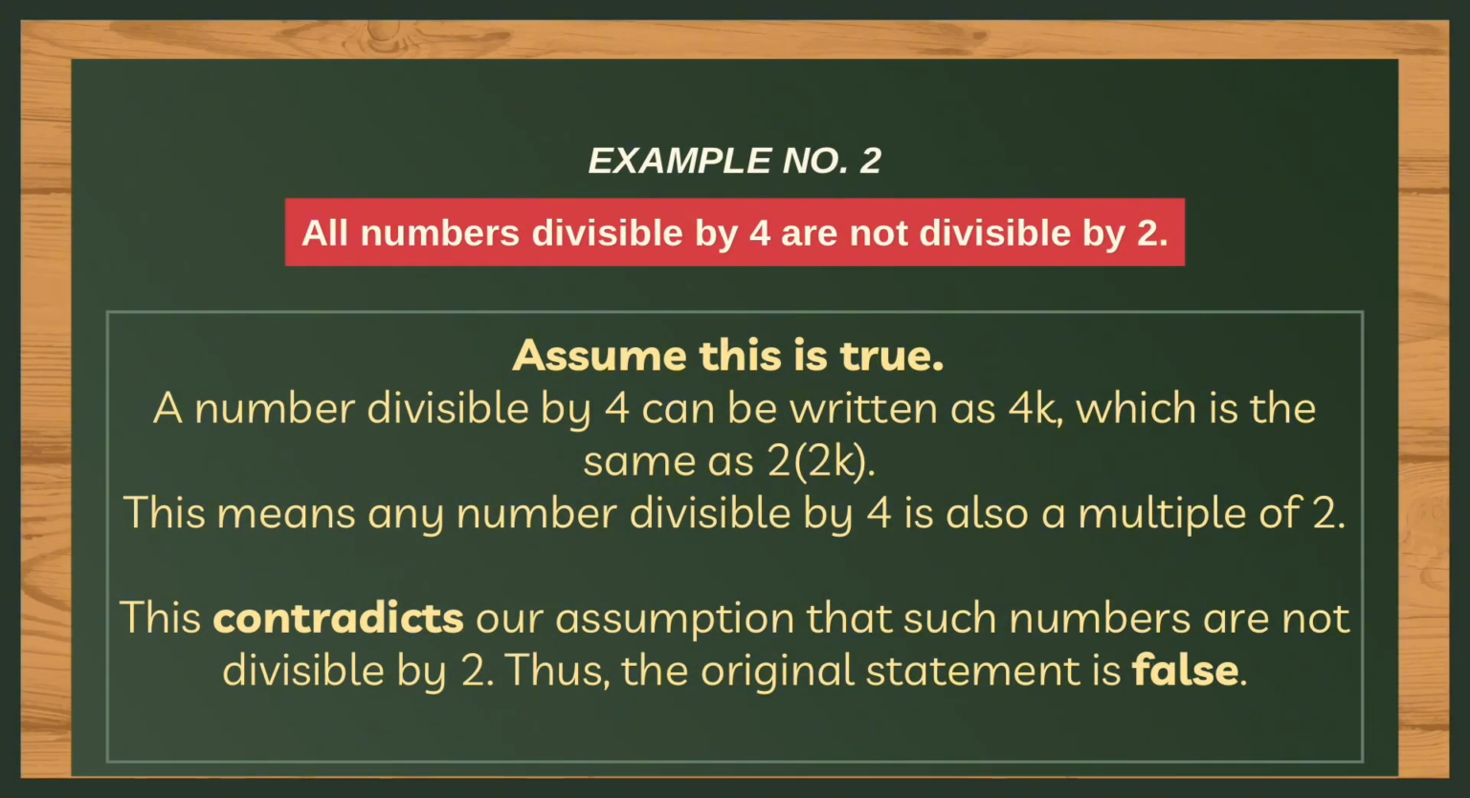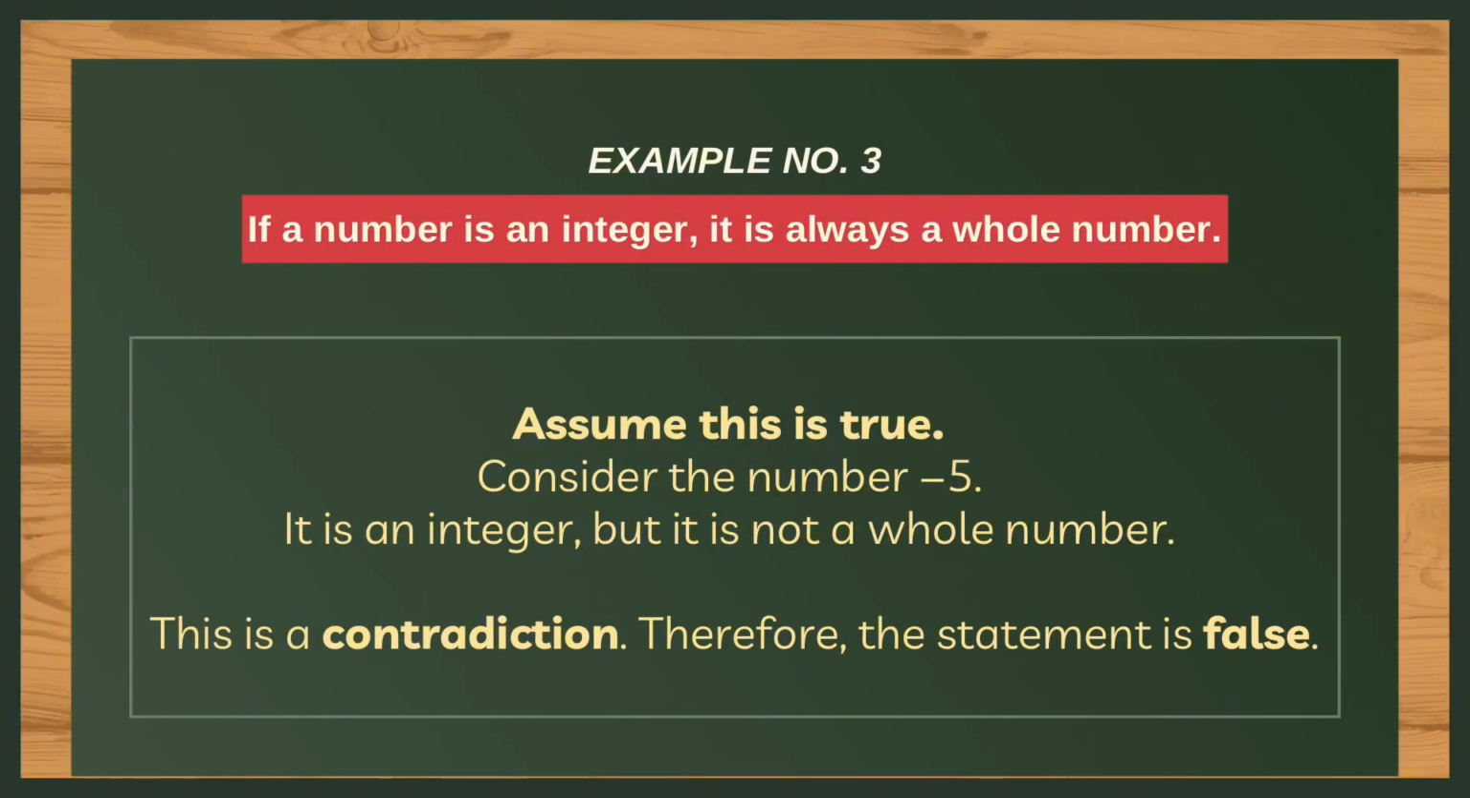Example number 2. All numbers divisible by 4 are not divisible by 2. Let's assume that this is true once again. A number divisible by 4 can be written as 4k, which is the same as 2 multiplied by 2k. This means any number divisible by 4 is also a multiple of 2. This contradicts our assumption that such numbers are not divisible by 2. Thus, the original statement is false.